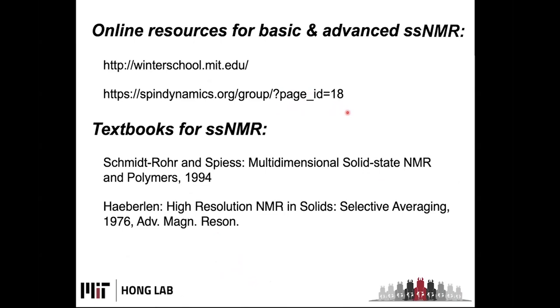With that, I would like to stop here. And I just want to point to a small number of online resources and textbooks. These two books I used for preparing this particular lecture: Schmidt-Rohr and Spiess, Multidimensional Solid-State NMR and Polymers, and also to some extent the Haeberlen book on high-resolution NMR in solids, Selective Averaging. This is an early book. I hope it's available on Amazon.